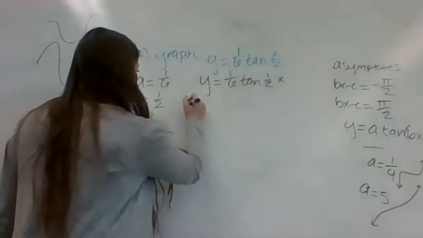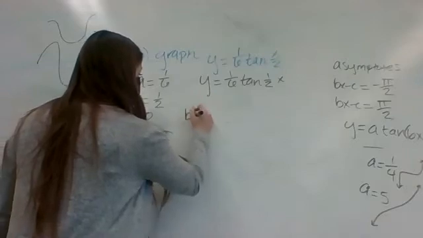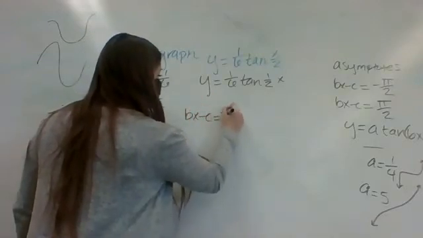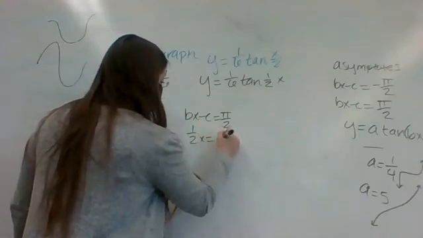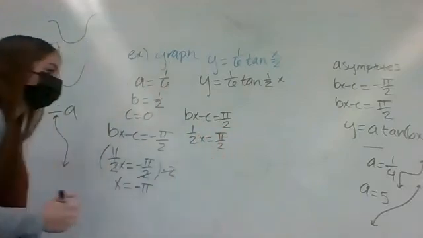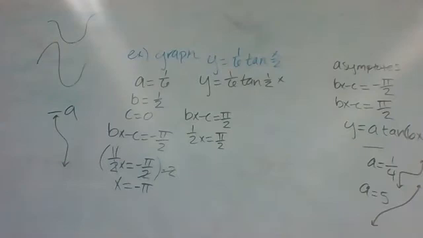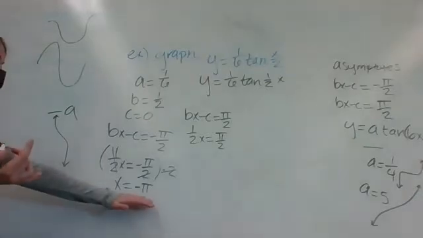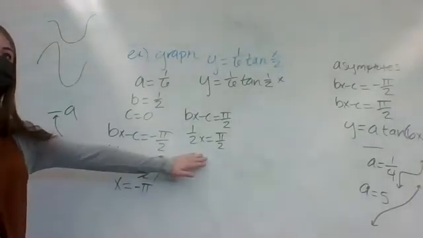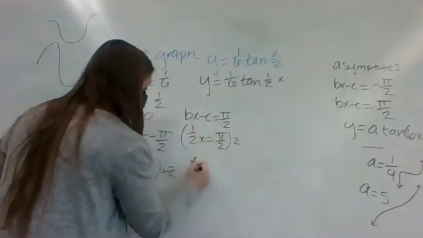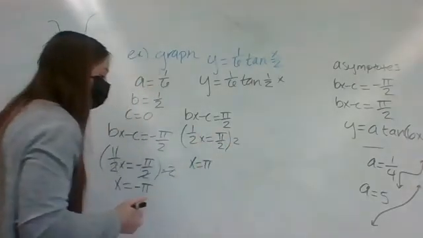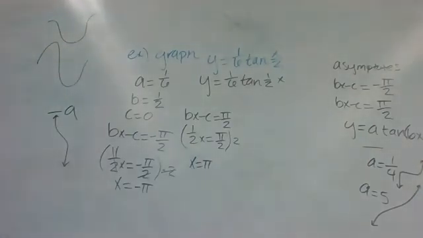And for my other asymptote, bx minus c equals positive pi over 2. The other nice thing about these is they're pretty much going to be the negative and positive number of each other. So since this one was negative pi, this one should be positive pi. We multiply both sides by 2 to again get x equals positive pi.